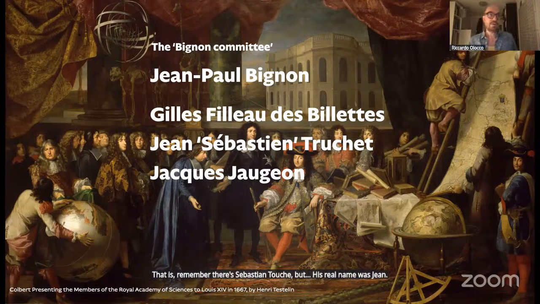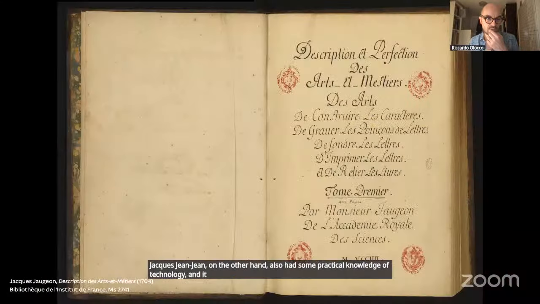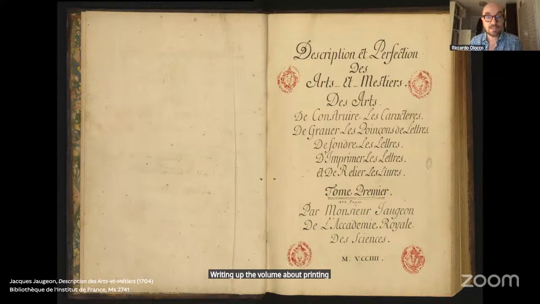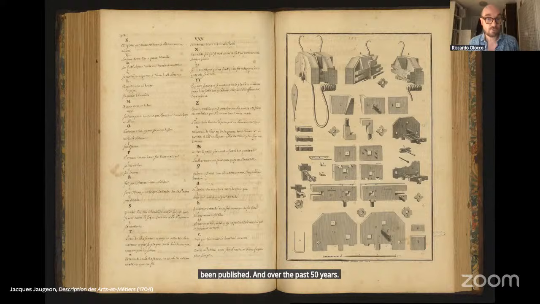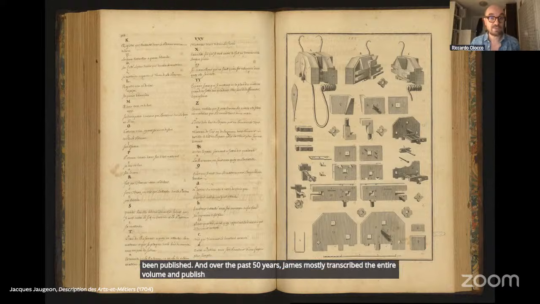Jacques Jean-Jean, on the other hand, also had some practical knowledge of technology, and it was Jean-Jean who undertook the task of writing up the volume about printing and connected trades, which is held at the Bibliothèque de l'Institut in Paris. This text has never been published. And over the past 50 years, James Mosley transcribed the entire volume and published some sections of it, including the section on the typefounder's mold.